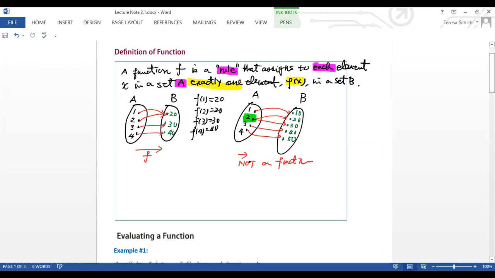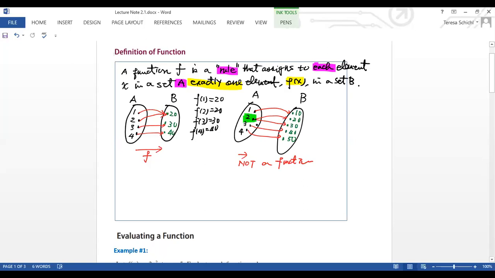I typically use the example: A is like boys, B is like girls here. So you invite them to the homecoming dance, right? If you have 4 boys and 3 girls here, both boys, 1 and 2, can invite the same girl. But for 1 boy, you cannot invite 2 girls, because then how do we know which girl you want to go dance with, right? So be careful.